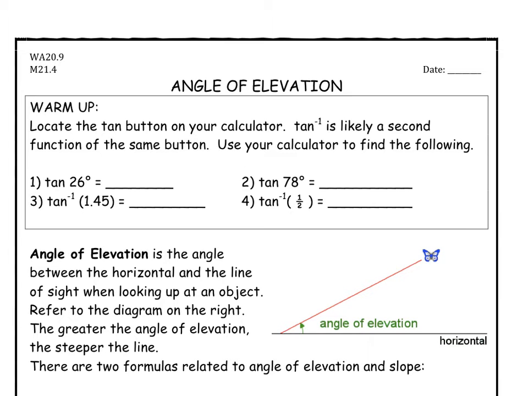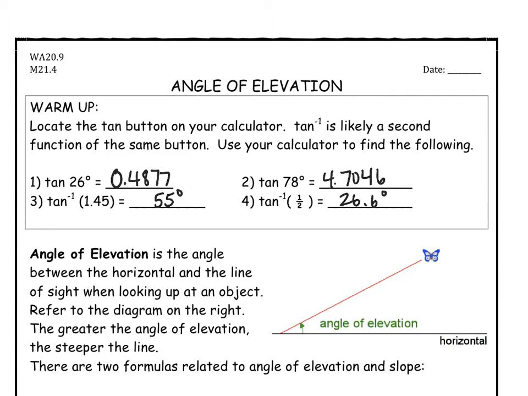The next unit in the slope outcome is angle of elevation. So what I want you to do is do the warm-up. If you remember this from grade 10 or workplace 10, you should be able to calculate using the tan button. So locate the tan button on your calculator and find the expressions in the warm-up and come back and check them.